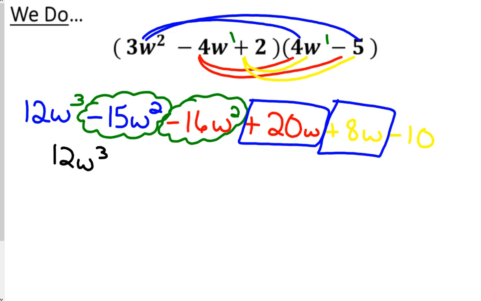When we get our W squareds, -15 minus 16 is going to give us a -31W squared. And then our just W's, 20 plus 8 is going to be a positive 28W. And then we're going to bring down this -10. Make sure that you're writing your final answers in standard form. There's no more like terms, so that's our final answer for this one.